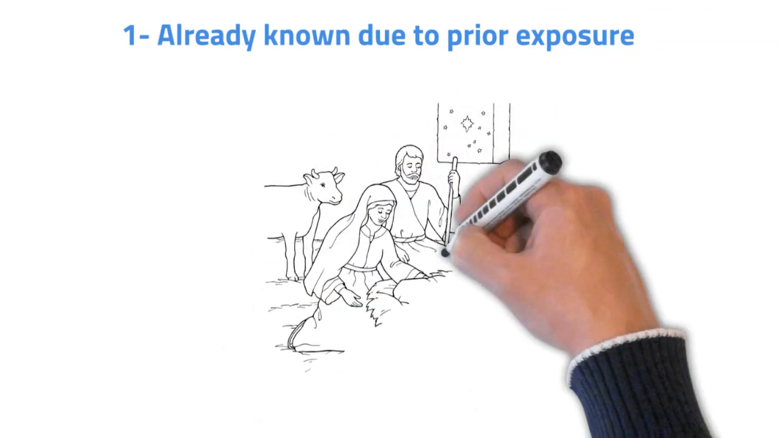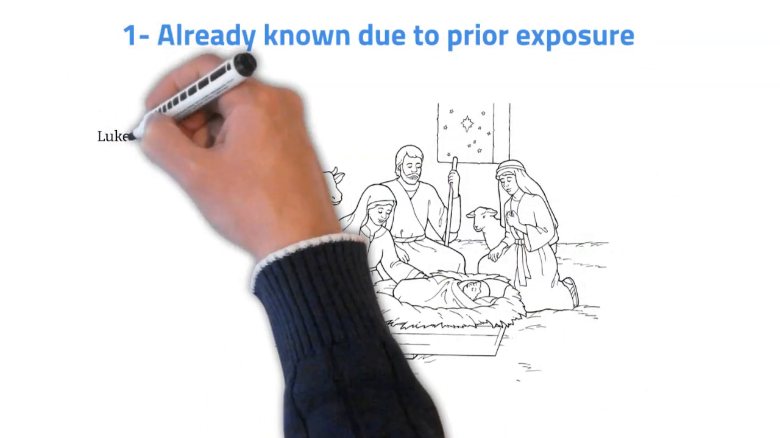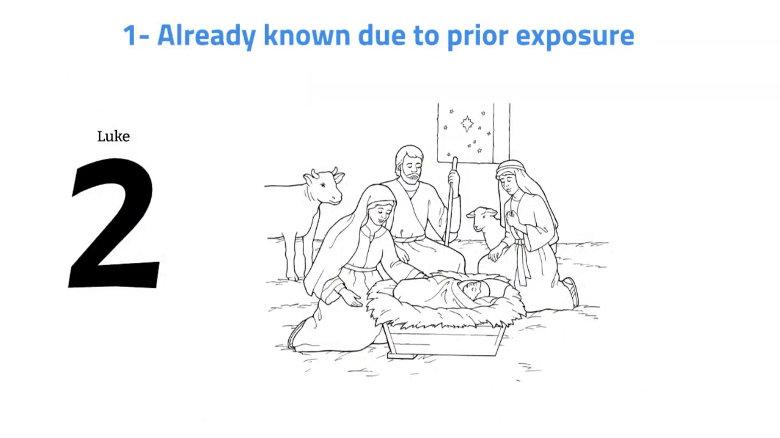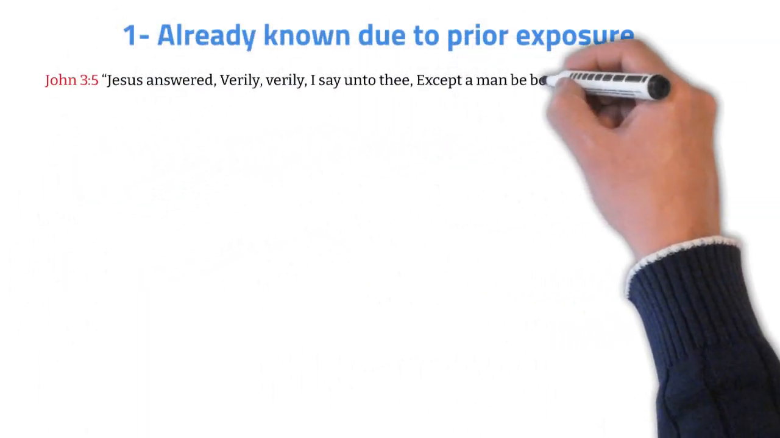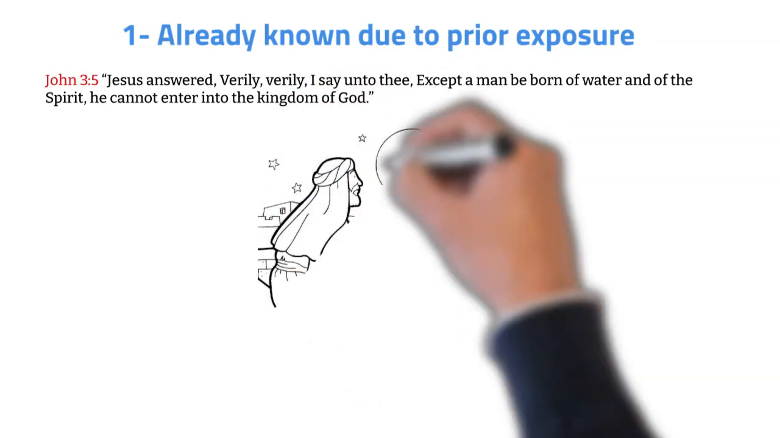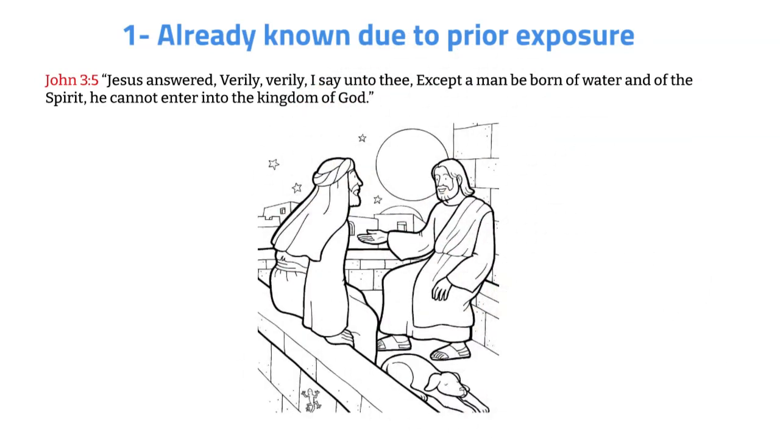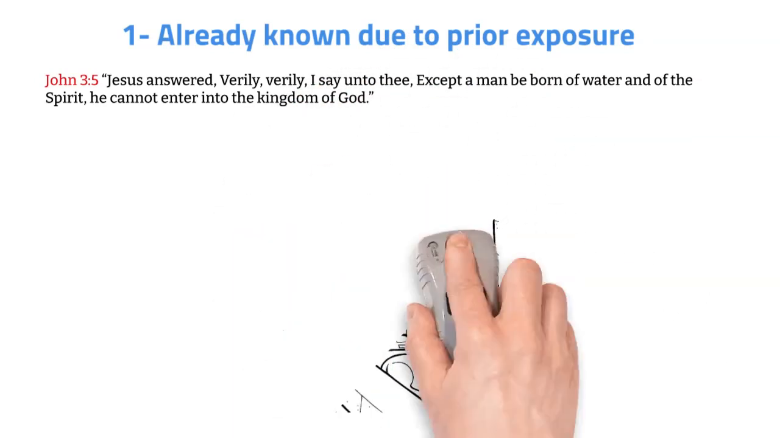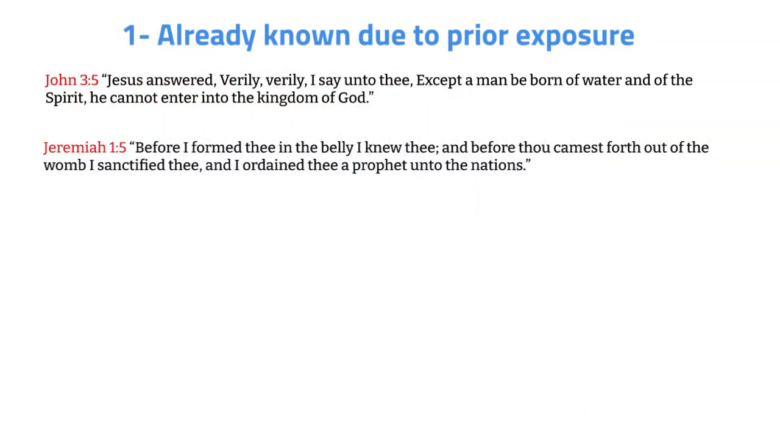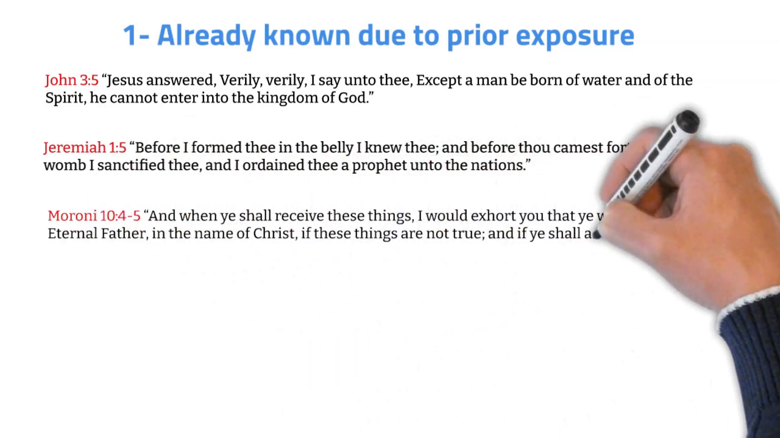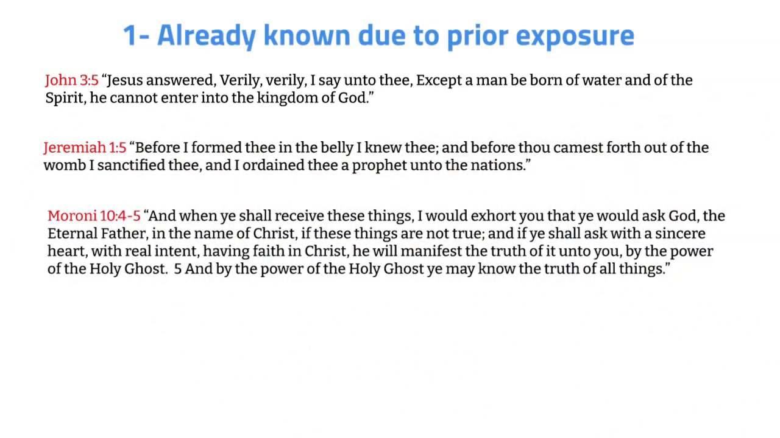We all know where to find the nativity story found in Luke 2. Jesus to Nicodemus in John 3:5. The premortal existence in Jeremiah 1:5, and the promise to anyone reading the Book of Mormon in Moroni 10:4-5.